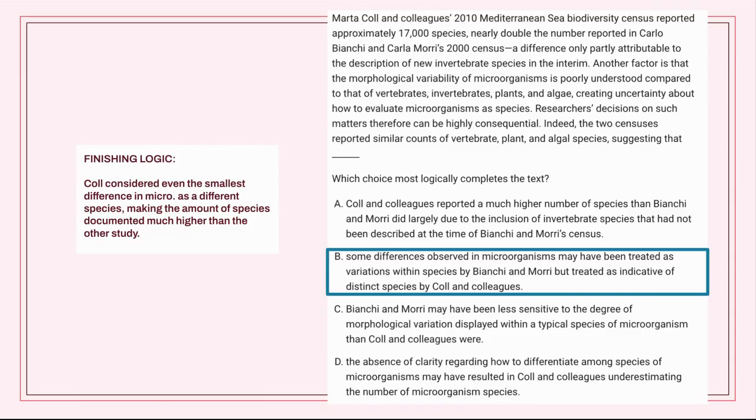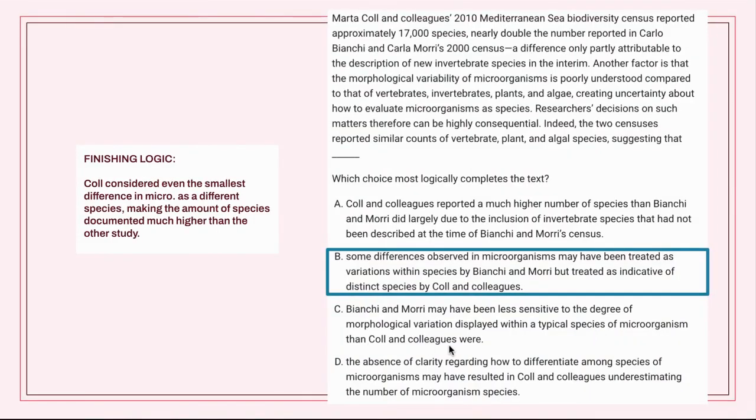They were very sensitive to the fact that, okay, even though there are small variations, that can still be within a typical species. So they were very careful to not classify anything as a new species. They're very sensitive to the fact that even just because you have some variation, that doesn't mean it's a different species. You can still have this same typical species and have small variations. So they were actually more sensitive to it than Cole and colleagues were.